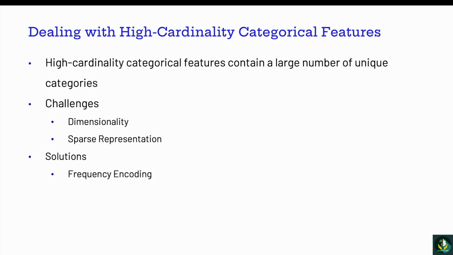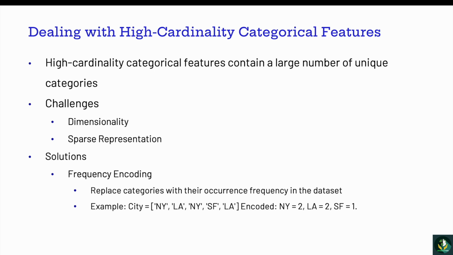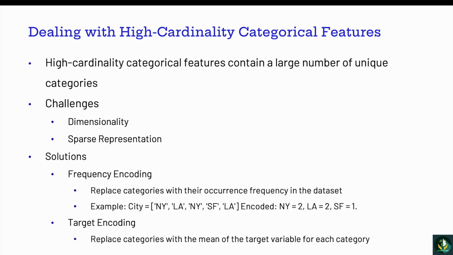Solutions for this is frequency encoding. You can replace categories with their occurrence frequency in the dataset. Example is, let's say city equal to NY, LA, NY, SF, and LA, then the encoded value says NY equal to 2, LA is 2, and SF equal to 1. Next is target encoding. You can replace categories with the mean of the target variable for each category. Target encoding is often used in supervised learning tasks.